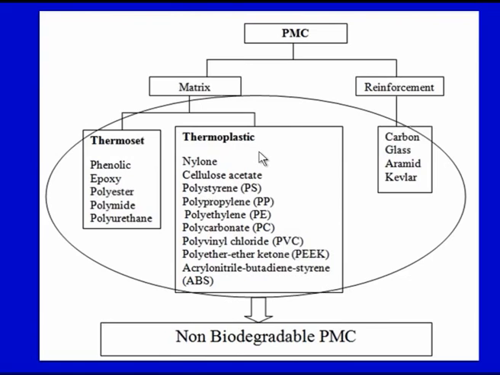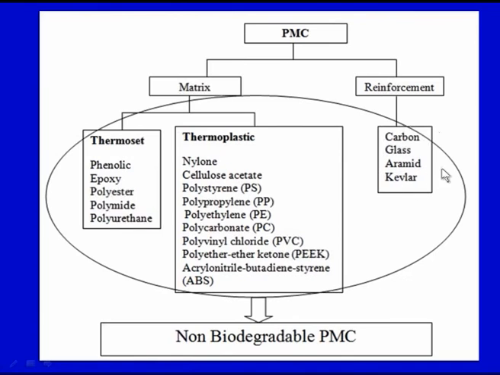So, if a thermoset is being used, there would be some processes which would give very good results, and for thermoplastic there would be another set of processes which would give better results as compared to the processes which are most suited for thermosets. Similarly, the reinforcements can be of different types. Reinforcement can be in the form of carbon fiber, glass fiber, aramid fiber, Kevlar.